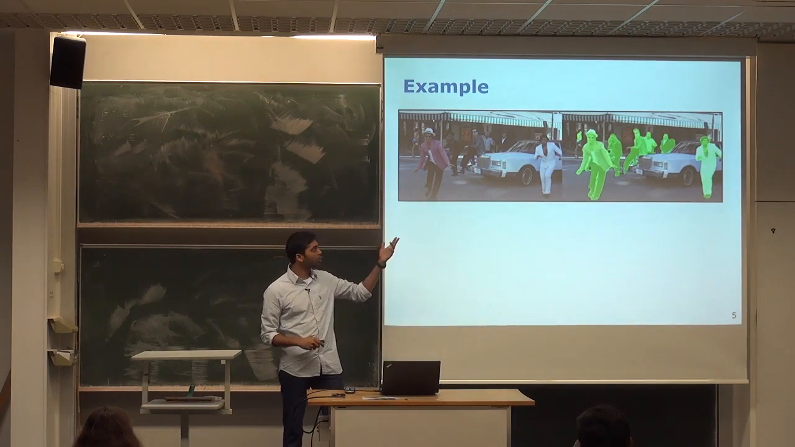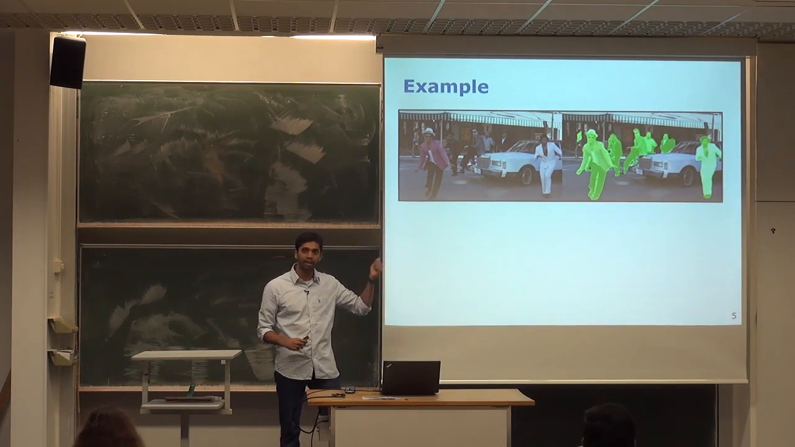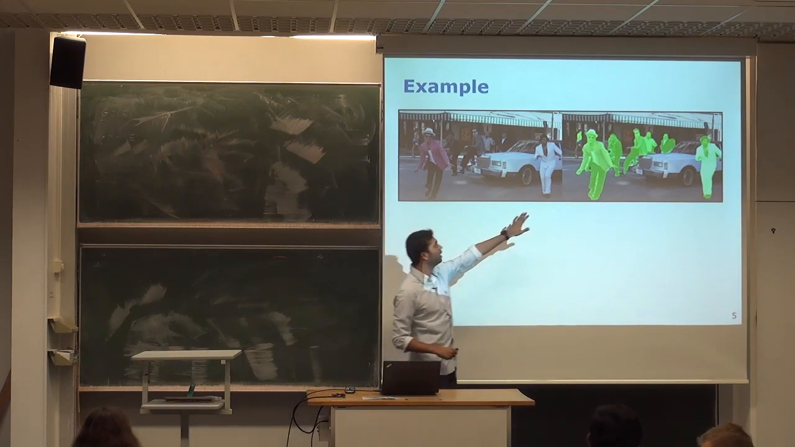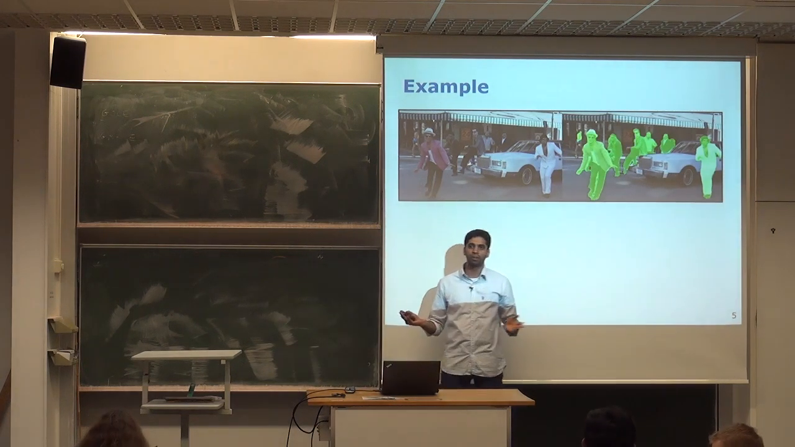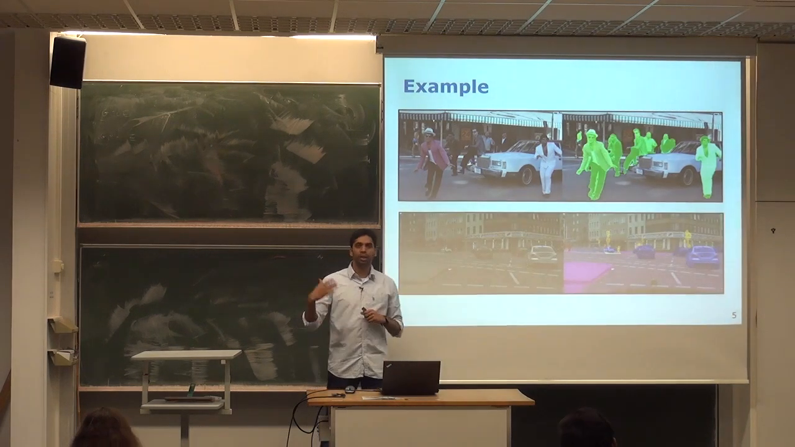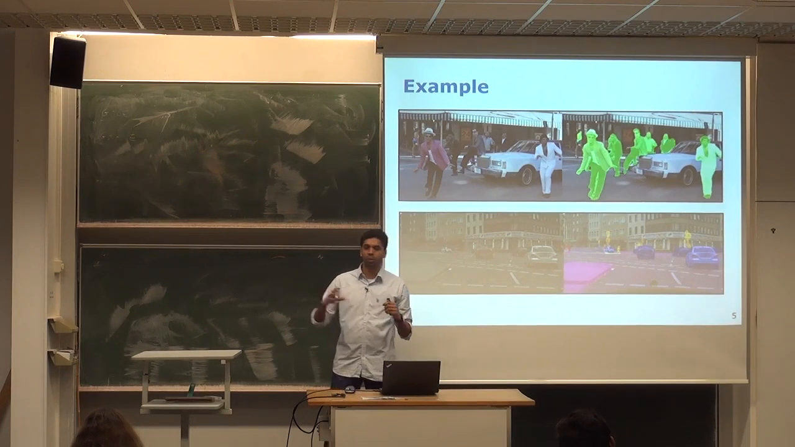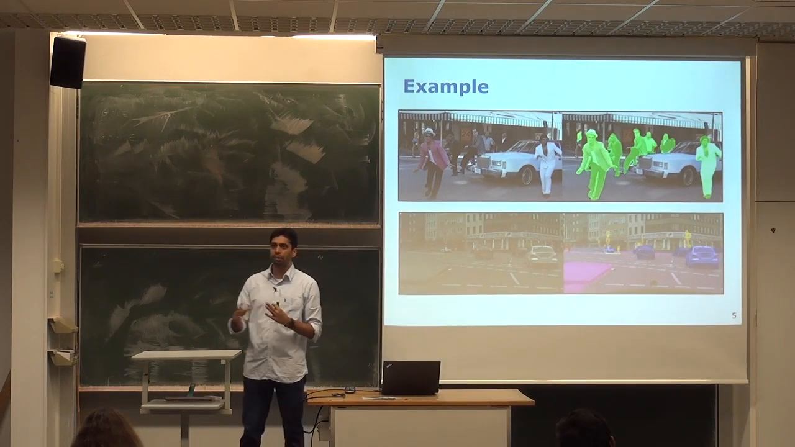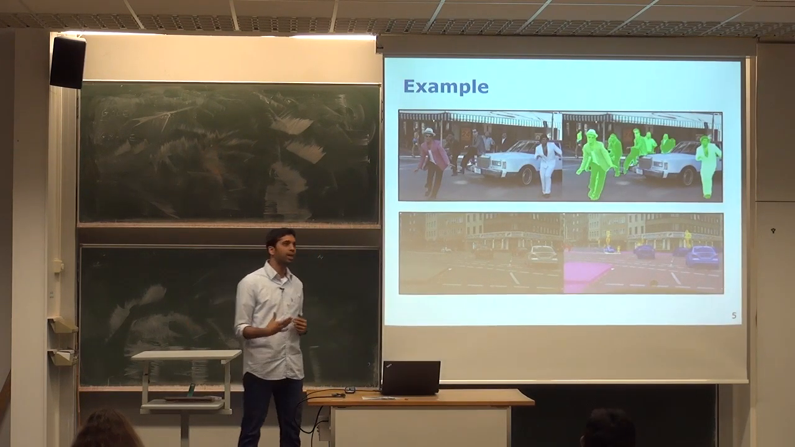So this is also, for example, a binary classification, because what we are doing is people versus background. So there are just two classes, right? But in general, it could be more complicated. We don't just want to distinguish between people and everything else, but we'd also like to know a bit more, right?